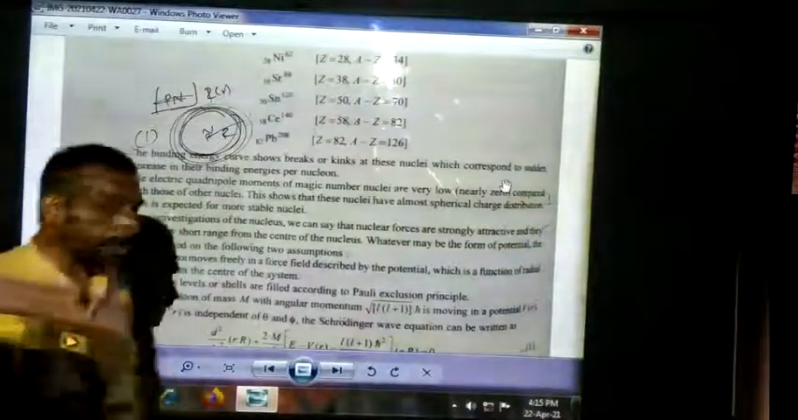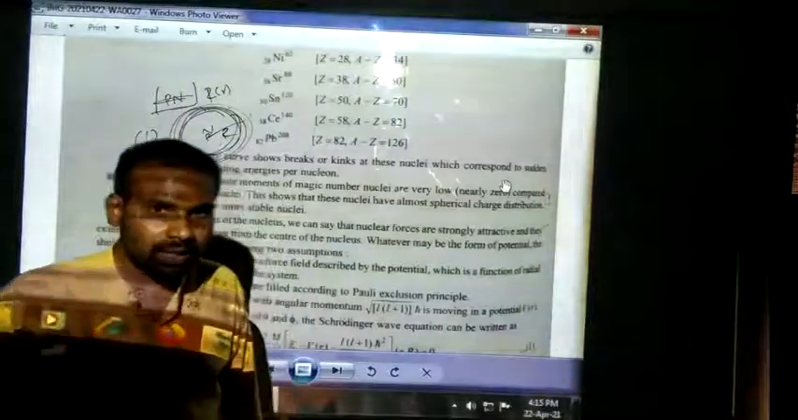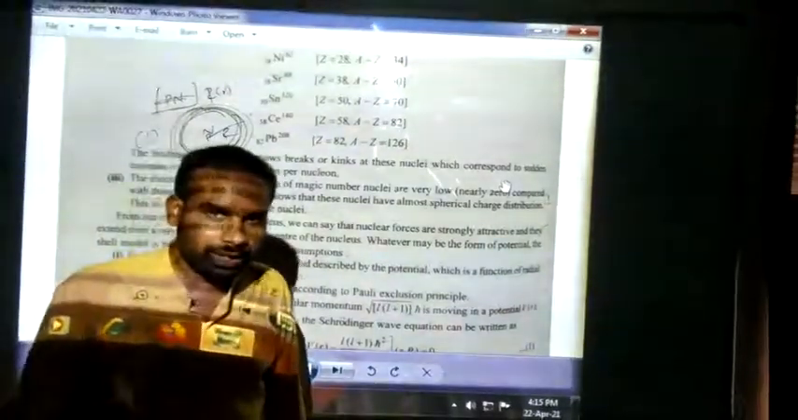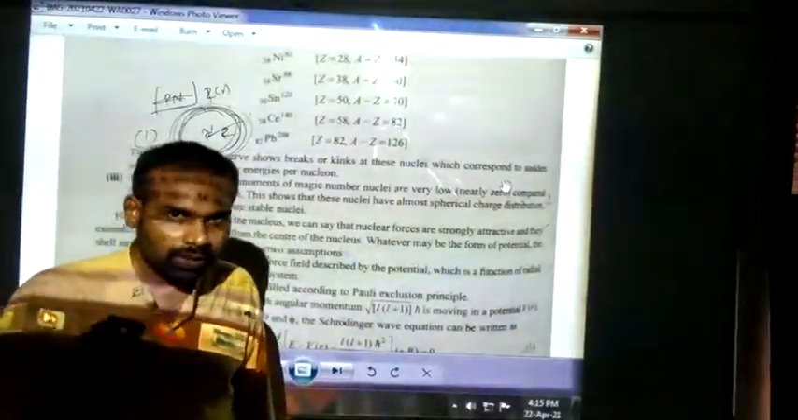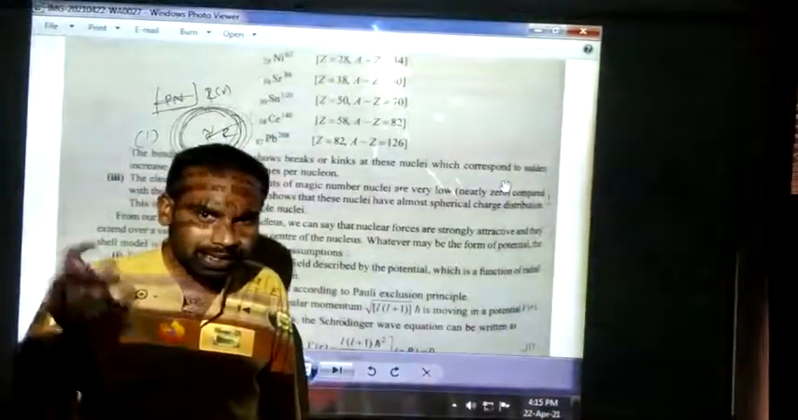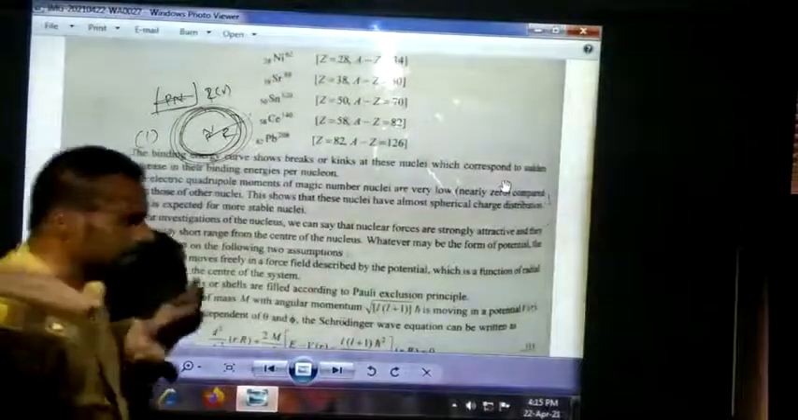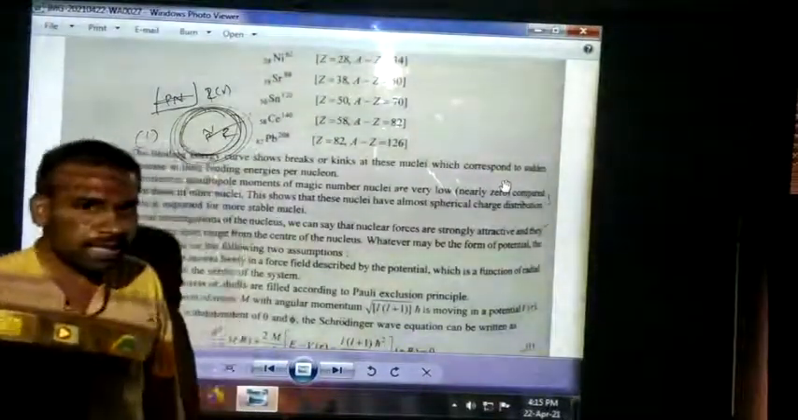This is the second assumption. The first assumption is that the nucleons move in a force field of a potential function, whose value depends upon the radial distance from the center of the nucleus. The next assumption is that it follows the Pauli exclusion principle.